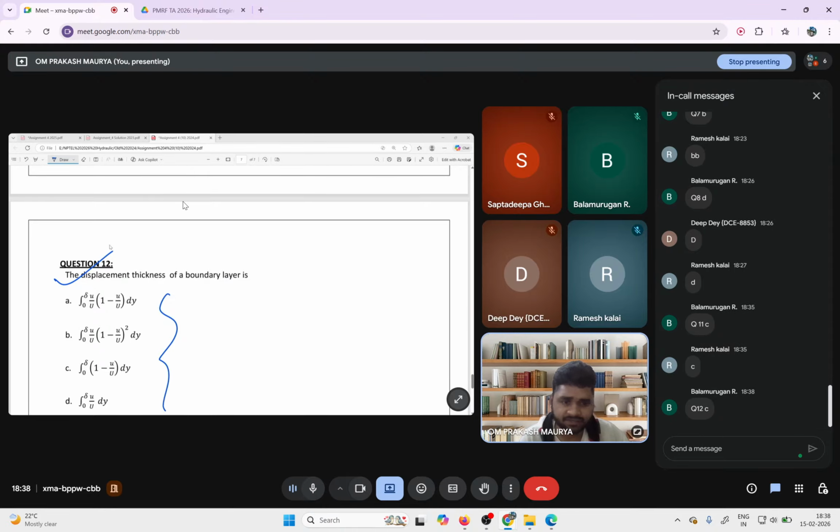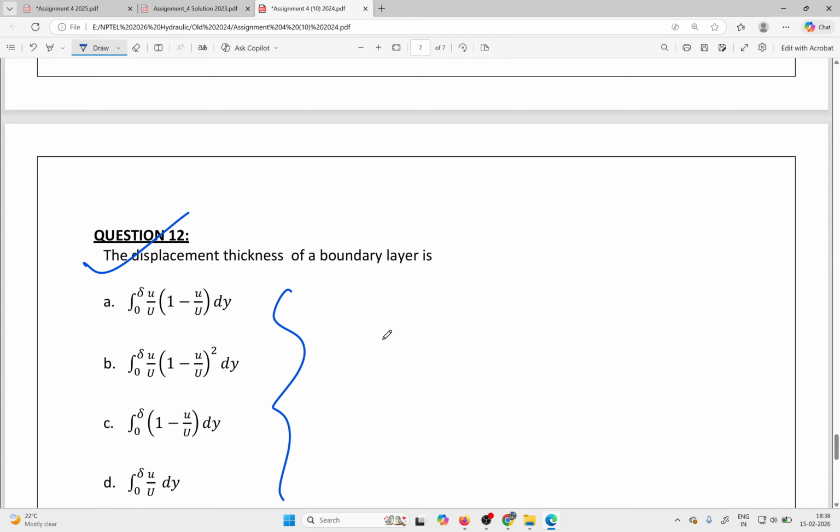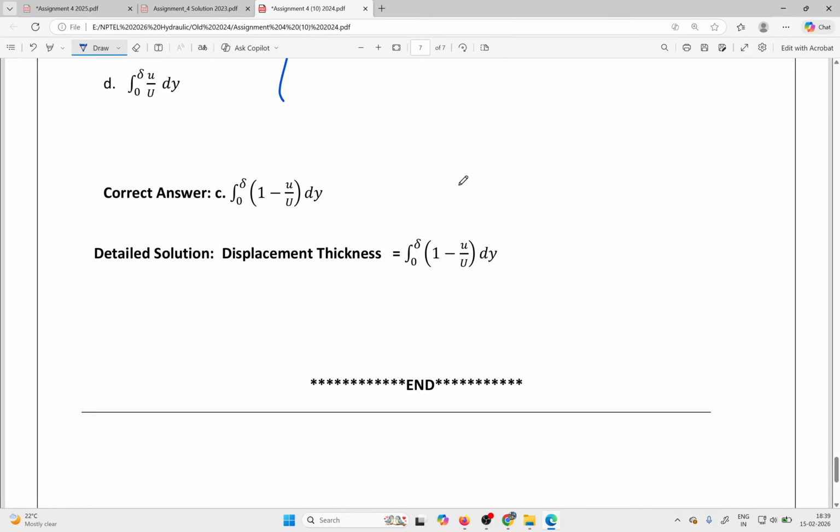12, C. Okay, Bala is telling C option for the displacement thickness. Deep is also telling C option. Ramesh is telling D option. You are telling the D option. That is fine. So yes, option D is correct. Option for displacement thickness, option C is correct here. Okay, so now we'll move on to the next one, 2023.